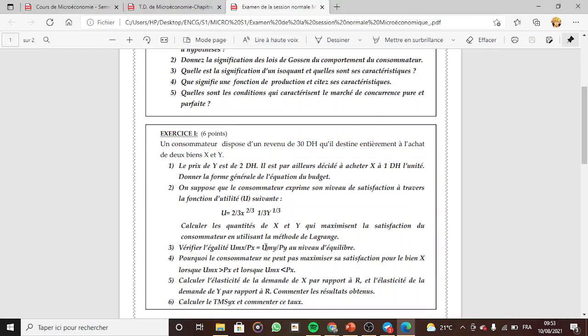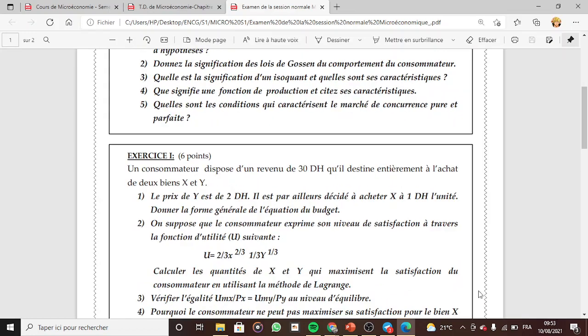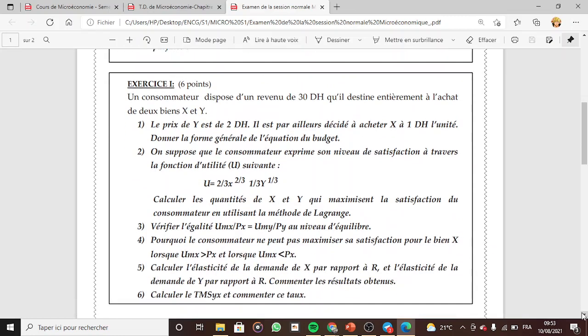Vérifier l'égalité au niveau d'équilibre. Formula here. Okay. So here's a question here. Let's see. Number 2. It says, on suppose que le consommateur exprime son niveau de satisfaction à travers la fonction d'utilité suivante, which is the one we have here.